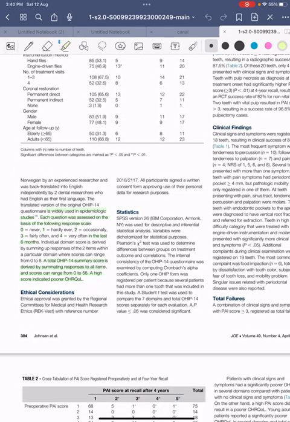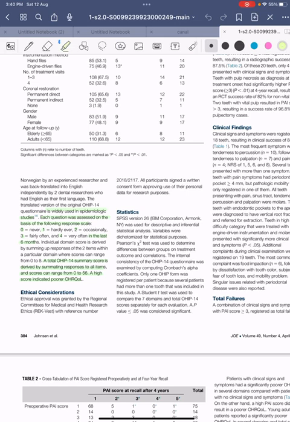Teeth in the high difficulty category, instrumented with engine-driven files, and molars presented with significantly more clinical signs and symptoms, but not a high PAI score. Endodontic mishaps such as over-instrumentation and overfill with gutta-percha resulted in a significantly high PAI score.